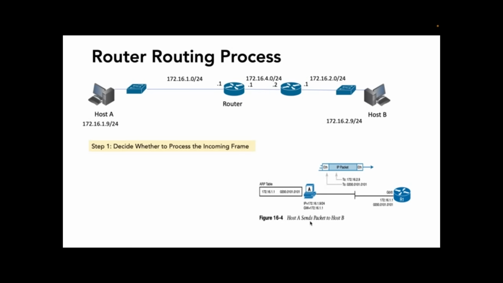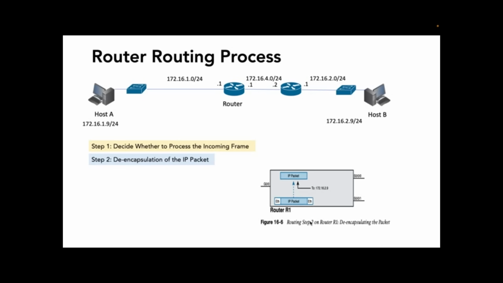If these two things are confirmed, if there is no FCS error and the destination data link address is the router's address, then it goes to the next step, that is de-encapsulation of the IP packet. Here, it de-encapsulates the packet from the inside of the data link frame. As you can see on the right below, the packet has been de-encapsulated. Here, the destination IP address remains unchanged. As you can see, I am forwarding the packet from host A to host B, so the destination IP address will be 172.16.2.9.